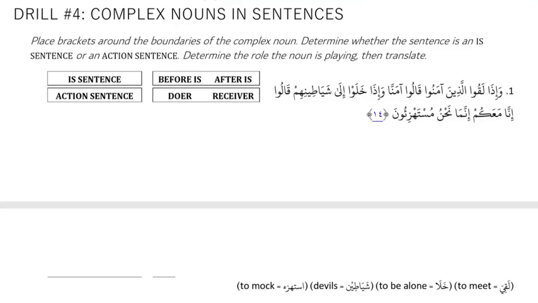Okay, so this time we're looking at complex nouns that are playing a role on a sentence level. So we'll find our complex noun, and then we'll work through the sentence, and we'll figure out what role it's playing based on that. All right. So number 1.